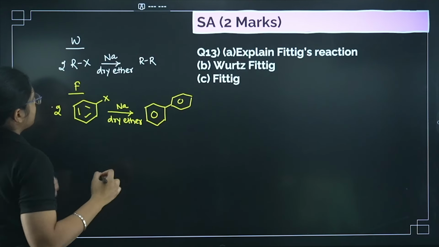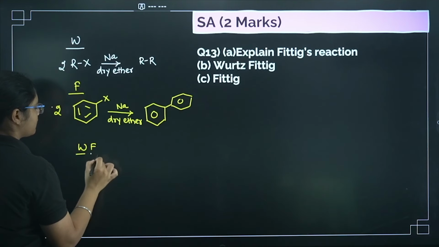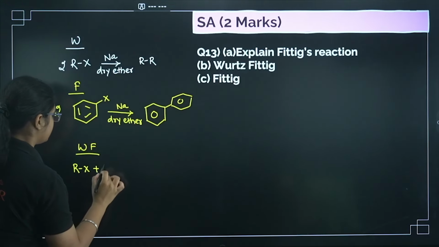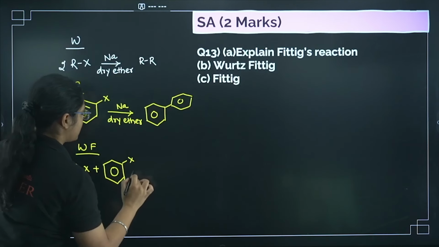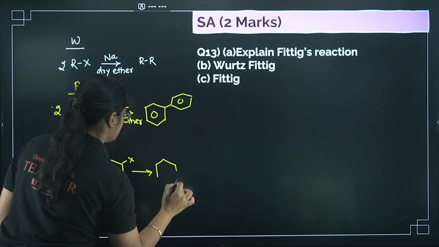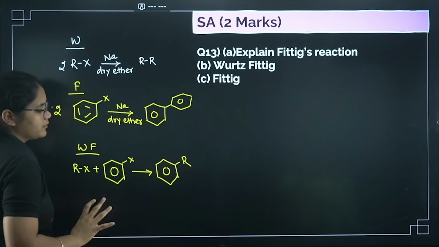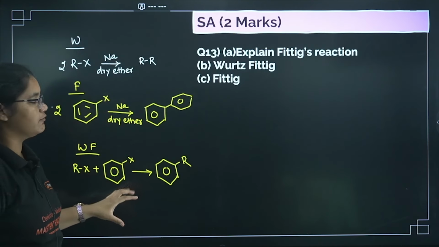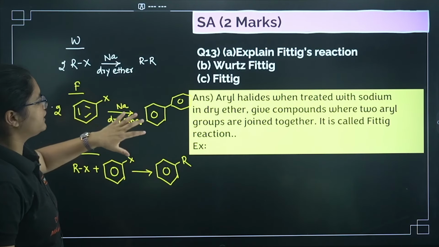Okay, now if you combine these two, that is your Wood's Fittig reaction. In Wood's Fittig reaction you take one RX and you take this ArX. So that will give me R-benzene ring. Okay, this is formed. So that is how you have to understand the difference between the three of them, and I'll show you how to write one. I am just giving the example of Fittig reaction here.